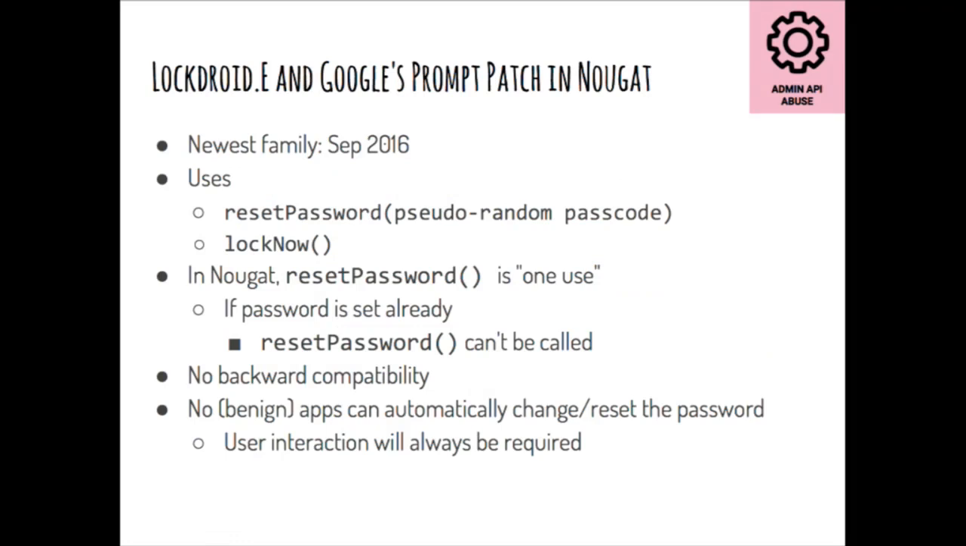But of course, it can be used also in a malicious purpose, and that's the case of one of the latest families, September 2016, called LockDroid, which uses the reset password API, which is part of the device administration API, passing a pseudo-random passcode. So it generates a pseudo-random passcode, sends it to the CNC so that the bad guy knows it, and then it calls the lock now. That is, press the power button in some sense. So in this case, now the phone is completely locked, and you're locked out because the system has changed the password without your intervention. Fortunately, Google put a patch in a very prompt way, I have to say.